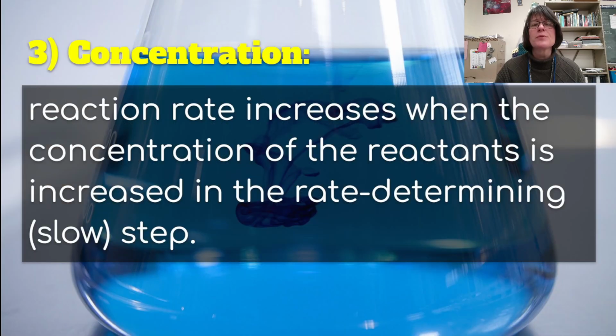Also, concentration. Reaction rate increases when the concentration of the reactants is increased in the rate determining or slow step. Many times, chemical reactions have more than one step. And the slowest step is the rate determining step. So if you were to change the concentration at any of the other steps, it wouldn't affect it. You have to put it at the slowest step, increase that concentration.